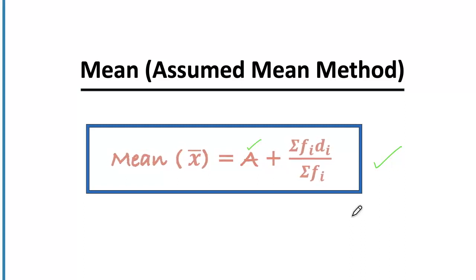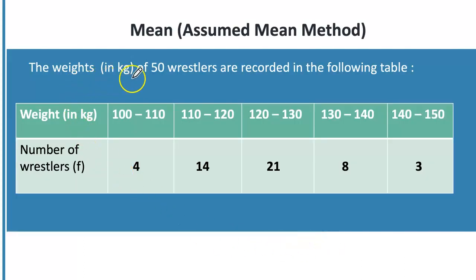Let us have one example. The question is: the weights in kilograms of 50 wrestlers are recorded in the following table. The number of wrestlers for the weight 100 to 110 is 4, and for 110 to 120 kilograms, there are 14 wrestlers. For 120 to 130 kilograms, 21 wrestlers. 130 to 140 kilograms, 8 wrestlers. And 140 to 150 kilograms, 3 wrestlers. Let us find the mean.